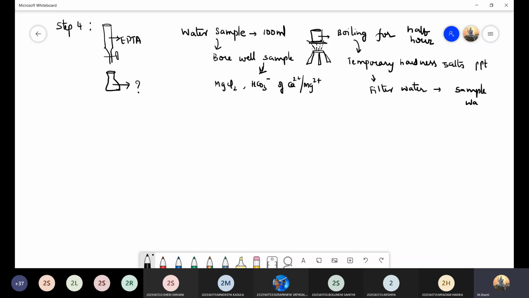Understood, girls? Yes, ma'am. This sample water will be taken here. I'll write here sample water 1. Don't get confused here. That is what is taken in the conical flask. And as usual, you are going to add the indicator. This is sample water 1. We add the indicator, that is EBT. Then you add pH 10 buffer.